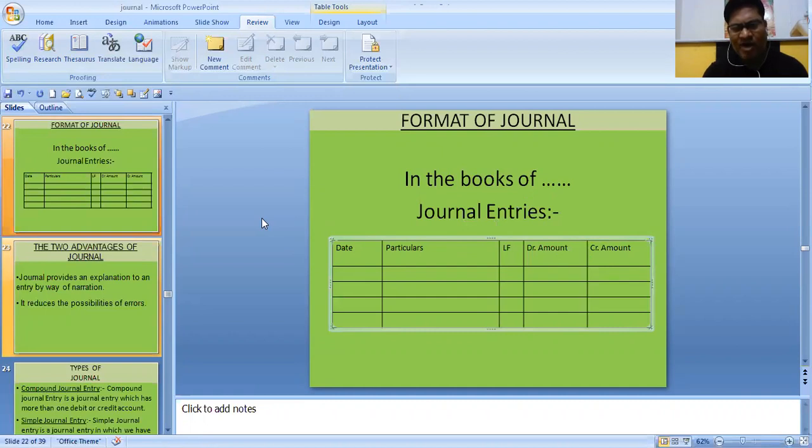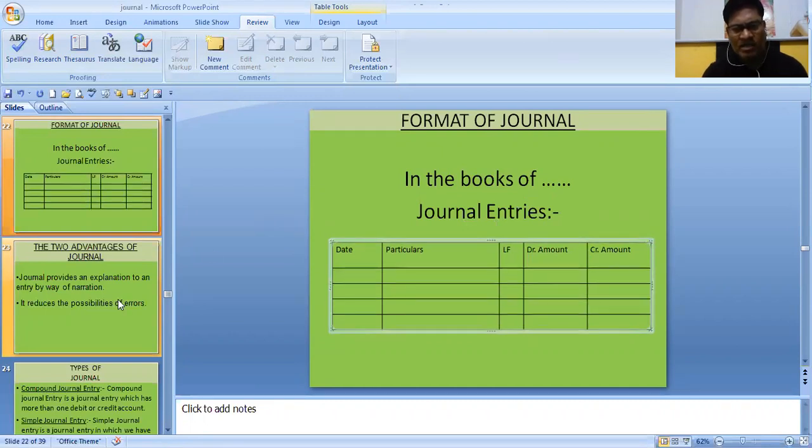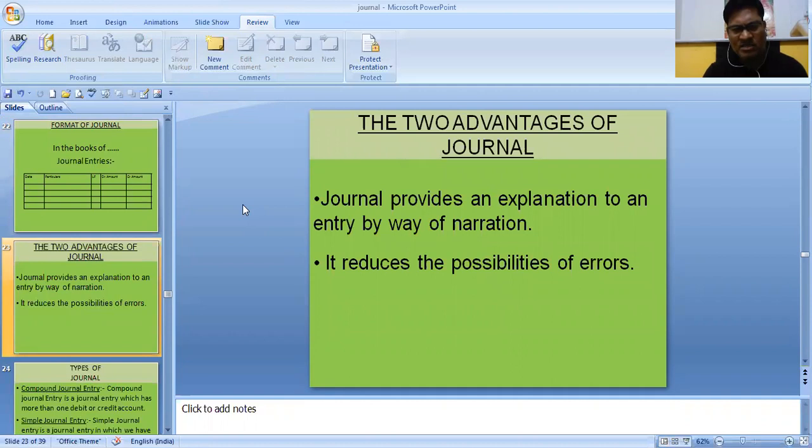Let's understand some advantages of the journal. The first advantage is that the journal provides an explanation to an entry by way of narration. Whenever we write a journal entry, we have to give a narration also, explaining what this journal is all about and what transaction we have recorded. It reduces the possibility of errors, as everything is recorded on the double entry principle. By journal, the double entry principle is recorded very nicely, and it reduces the possibility of errors, since both aspects of transactions are recorded.